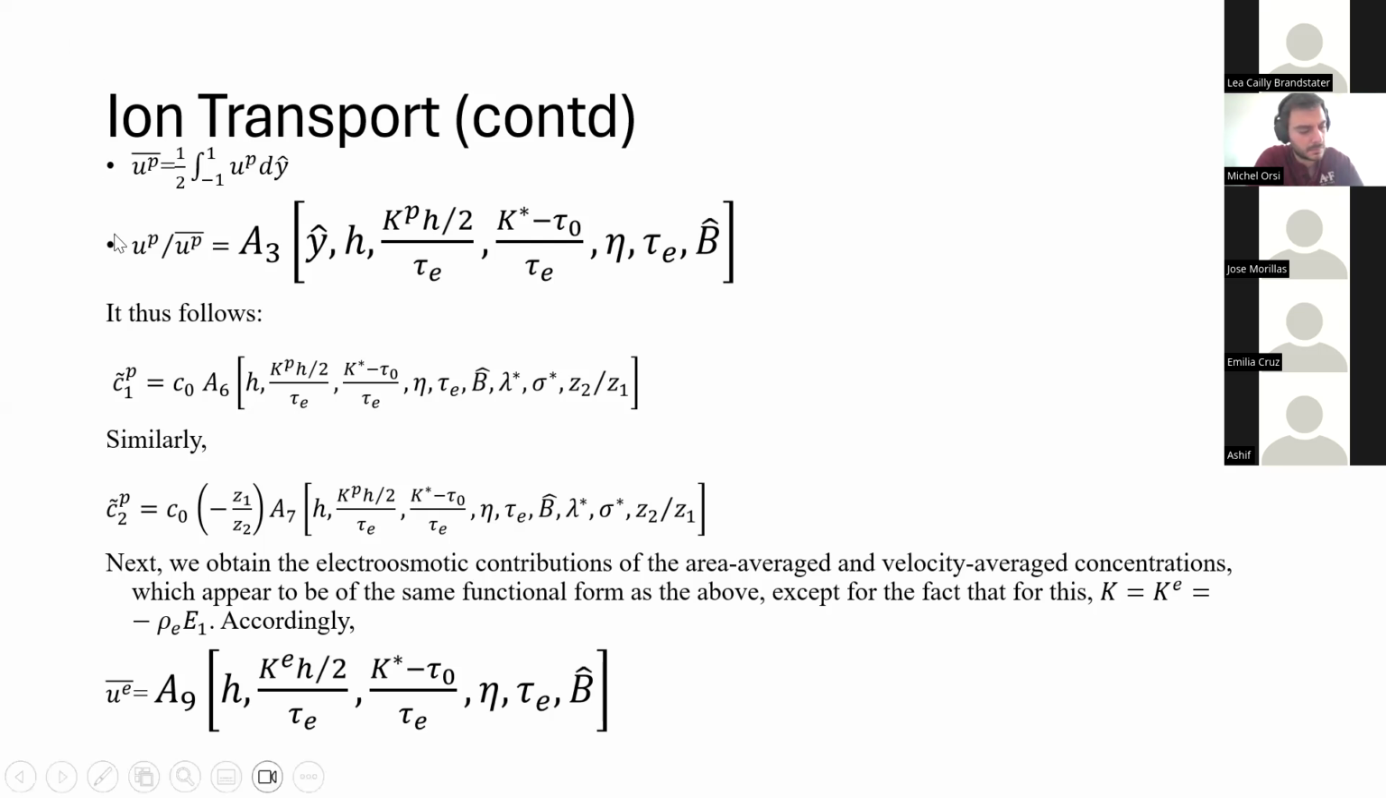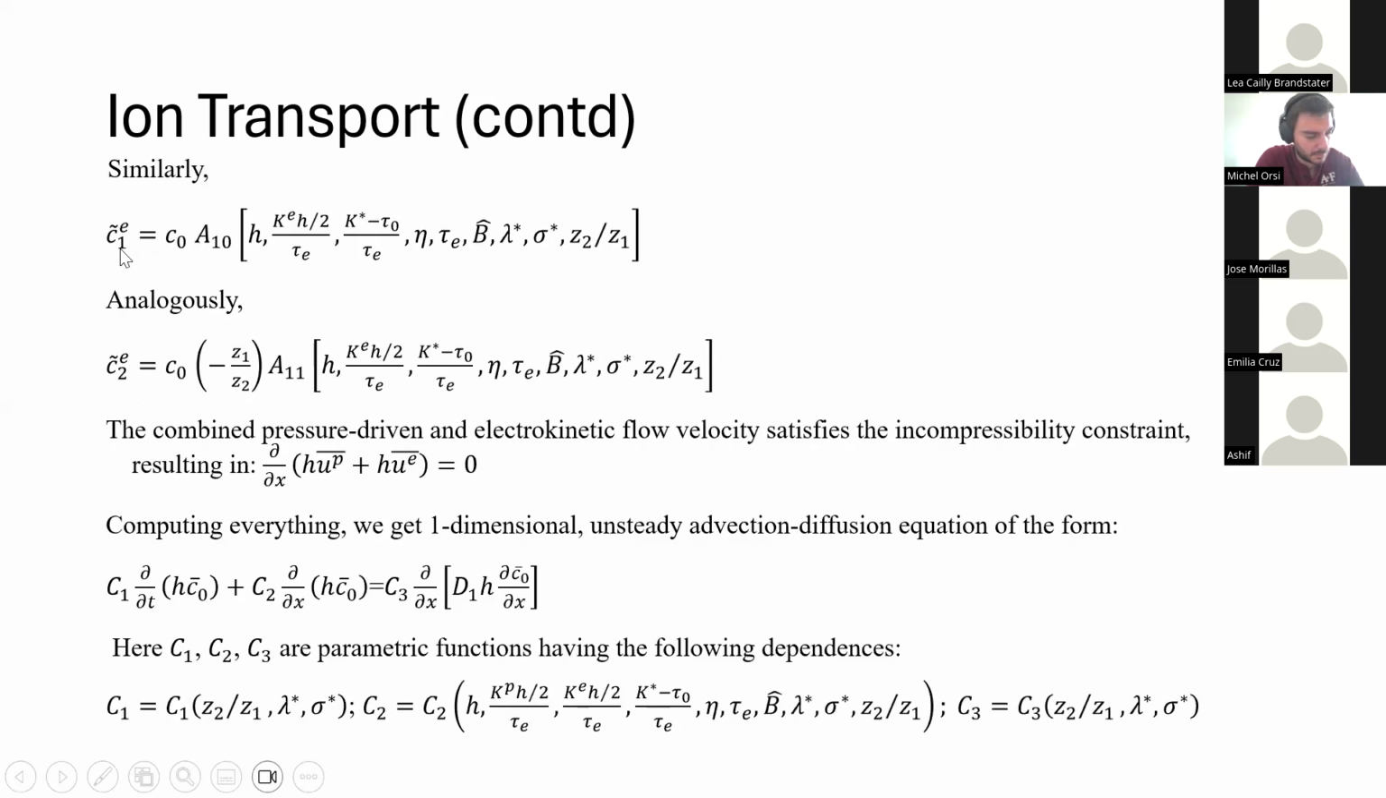So here UP can be written as a function of A3. Similarly, C1 tilde P and C2 tilde P can be written as functions of A6, A7, and C0. Then UE, the electroosmotic flow velocity, can be written as a function of A9, C1E as a function of A10, and C2E as a function of A11. The combined pressure driven and electrokinetic flow velocity satisfies the incompressibility condition, which is del del x of HUP plus HUV equals 0.